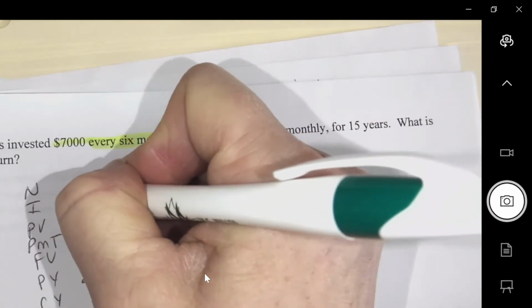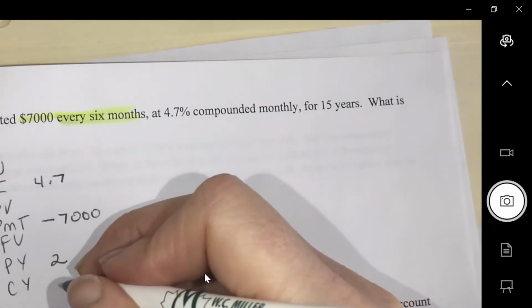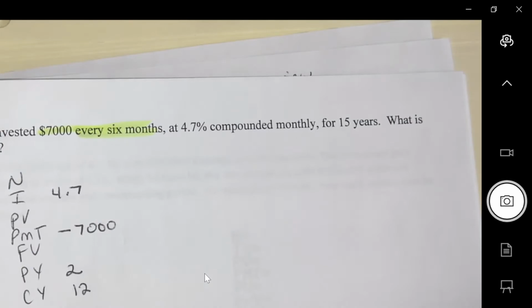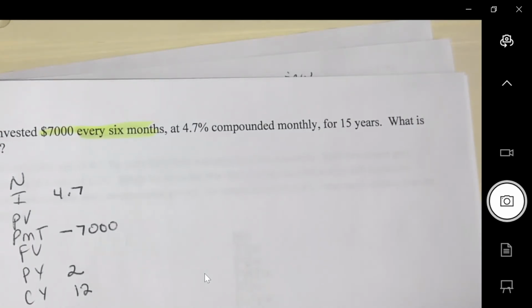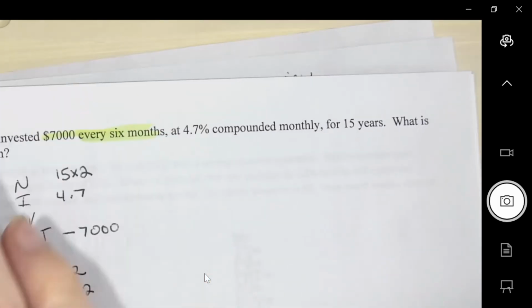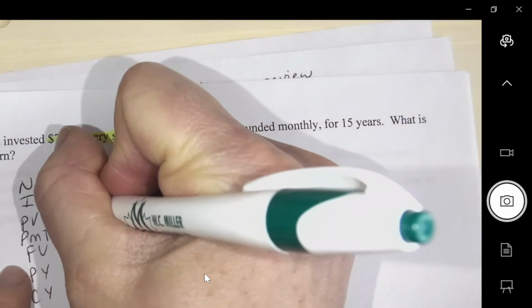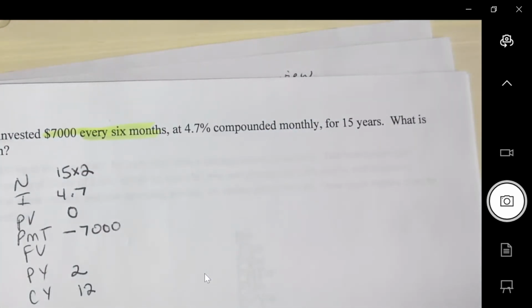4.7, put that in there. Compounded monthly, so 12. For 15 years. So on the n, you're going to need 15 times 2, because you're doing it twice a year for 15 years. So don't forget, that n is not just the years. You have to look at it all. What's the rate of return? Okay, and then I still need to fill in a 0 there because we're starting out with nothing.